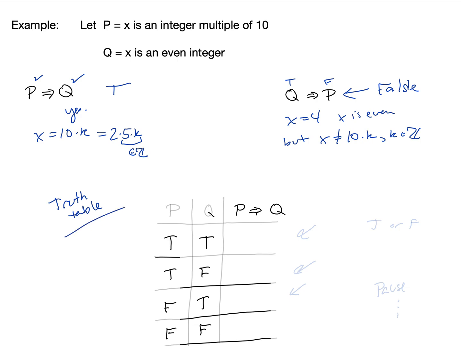So with those examples in mind, I'd like you to think about filling out the truth table for P implies Q. On the left, we've got all possible combinations of P and Q being true and false. And on the right, I'd like you to fill in, for each of these spaces, either true or false. Give that a pause, try that out, and we'll talk about them together.